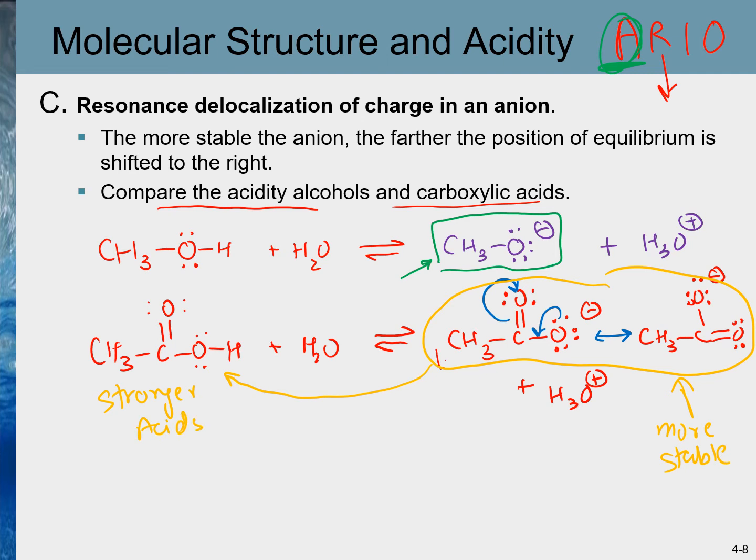And the evidence is from the pKa values. The pKa value of carboxylic acid is approximately 4.7, and the pKa value of methanol is approximately 16. So from the pKa values, we know that carboxylic acids are stronger acids. But even if we don't have pKa values, we can compare the stability of conjugate bases and predict the relative strength of alcohols versus carboxylic acids.